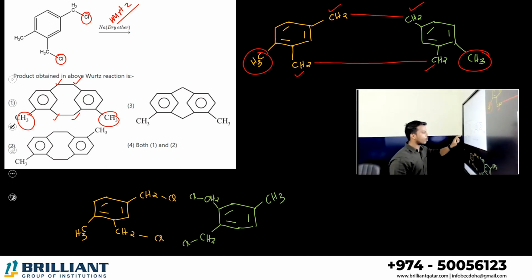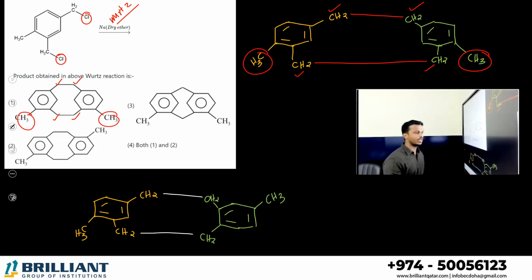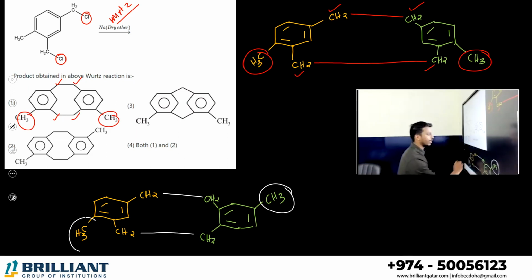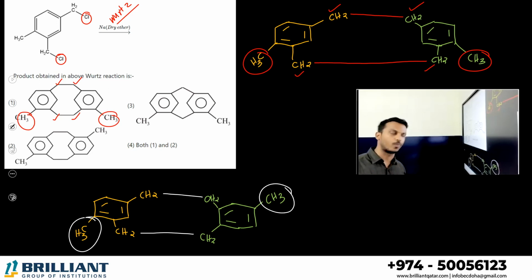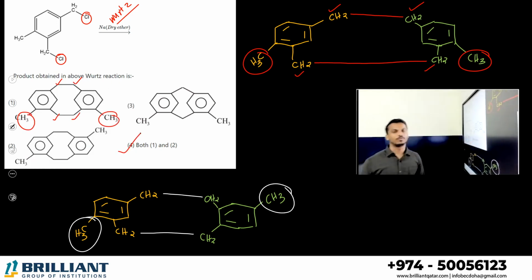So what will happen? All the chlorines we can eliminate, so they will make a bond. This chlorine eliminated, this chlorine eliminated. Let's make the bond here, this and this. See, this is also possible, right? The methyl group can be opposite. That's also possible. So here the answer is which one? Both 1 and 2 are possible. This is Wood's reaction. Okay, next.